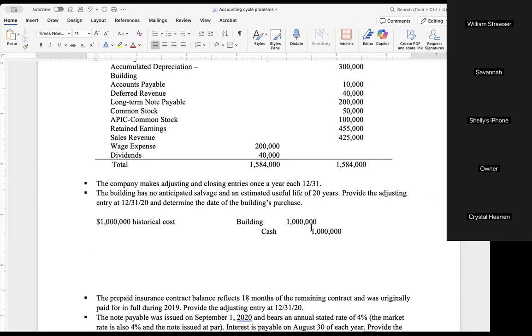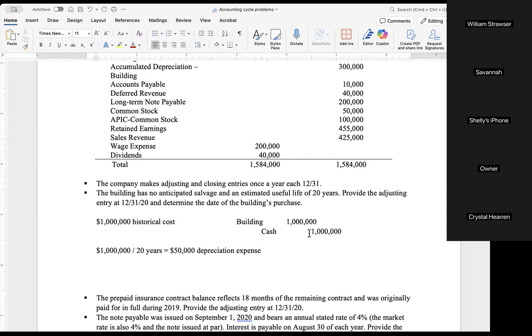So if we're going to use this building for 20 years, that's what useful life means, that we're going to generate revenue by using this in our operations for 20 years. Then we want to split up the $1 million cost over those 20 years to figure out how much per year I really want to recognize. And so that tells me I want to recognize $50,000, and we call it depreciation expense.